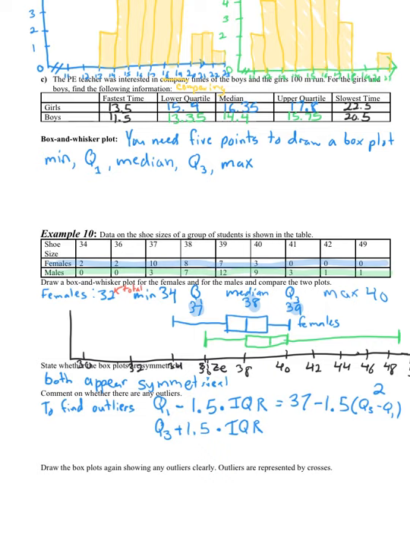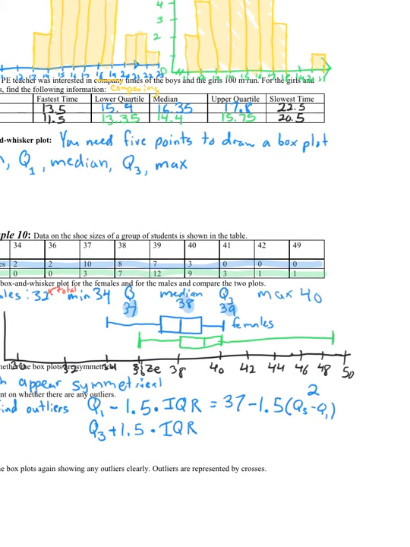So we're going to do 1.5 times 2, and then we're going to do 37 minus that. That's how we find an interquartile range. So 1.5 times 2 is 3, 37 minus 3 is 34. So that's kind of the lower limit of what we'd expect for outliers. If we have a shoe size less than 34, that would be considered an outlier. That's how you find outliers.